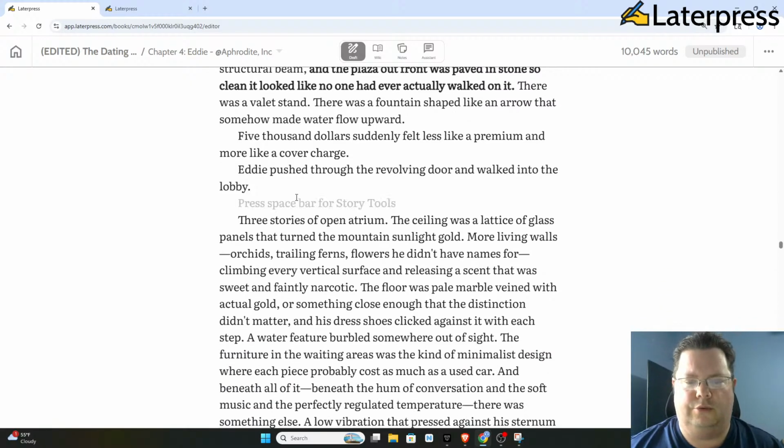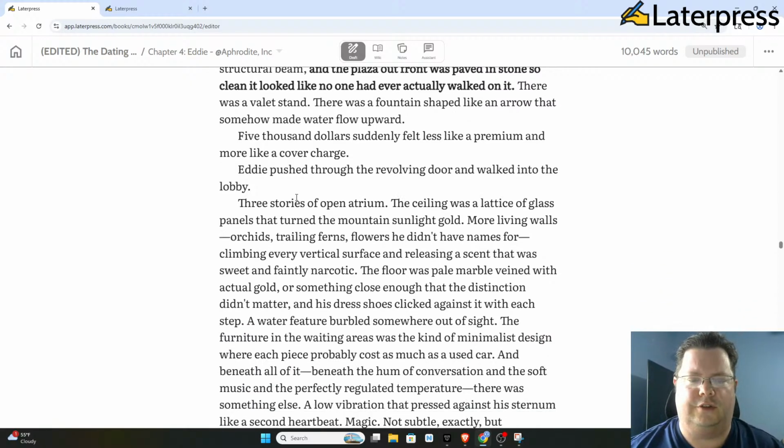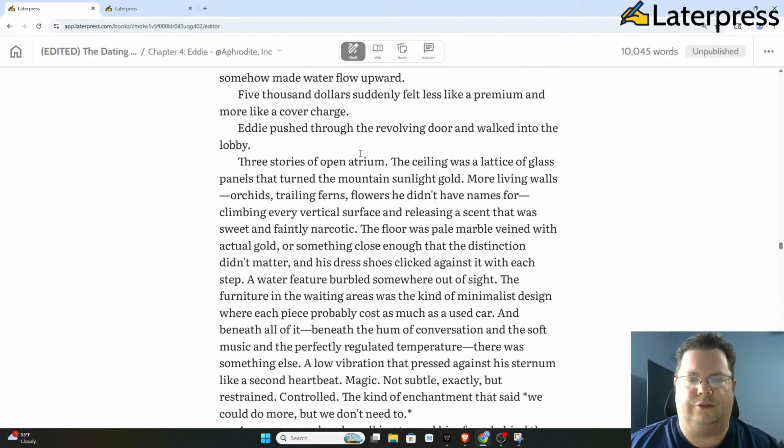Eddie pushed through the revolving door and walked into the lobby. 3 stories of open atrium. The ceiling was a lattice of glass panels that turned the mountain sunlight gold. More living walls, orchids, trailing ferns, flowers he didn't have names for.